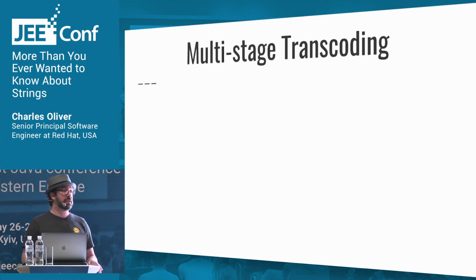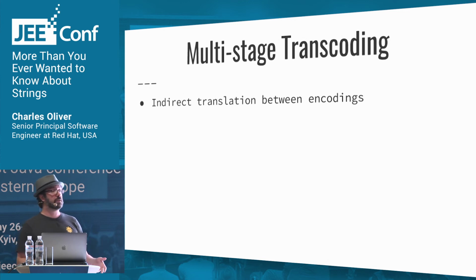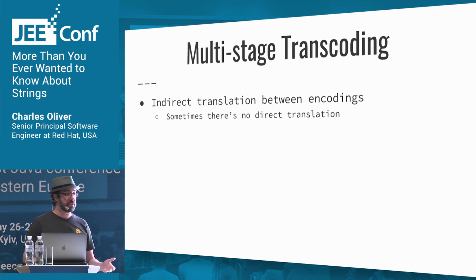There's also multi-stage transcoding. Most folks won't have to deal with this. In some cases, there are unusual encodings, especially some of the Asian encodings, where there's not a direct way to go from encoding A to encoding B. So we need to go through an intermediate.